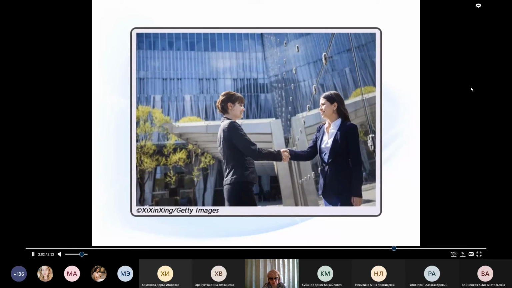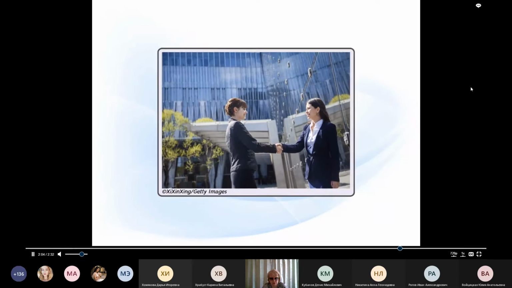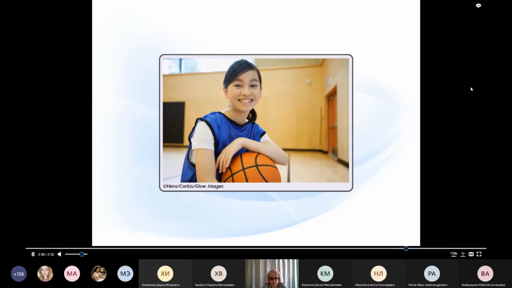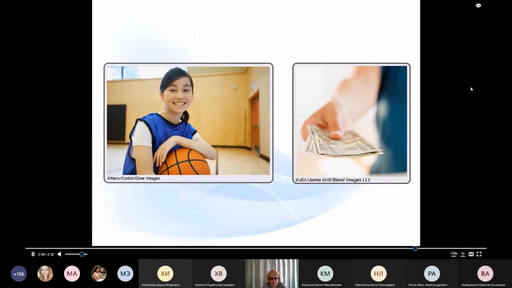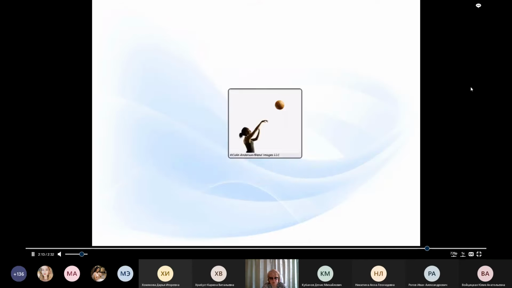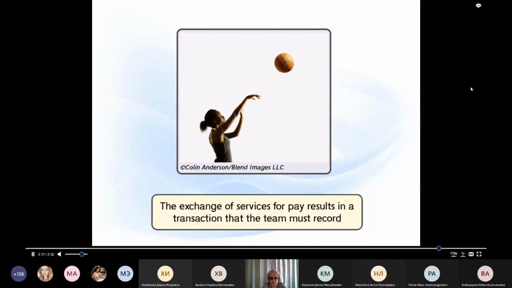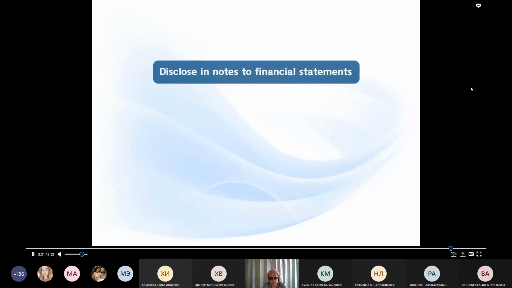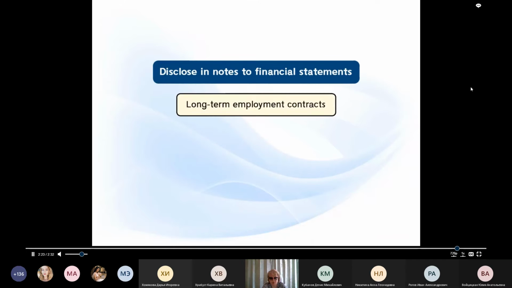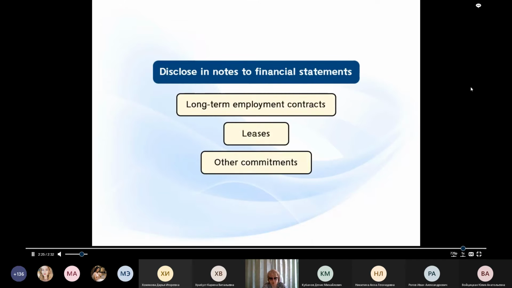Each party to the contract has exchanged promises. That is, the player promises to play basketball, and the management of the team promises to pay the player over the course of each season. However, as each of the next 3 seasons progresses, the exchange of services for pay results in a transaction that the team must record. Because of their importance, long-term employment contracts, leases, and other commitments may need to be disclosed in notes to the financial statements.